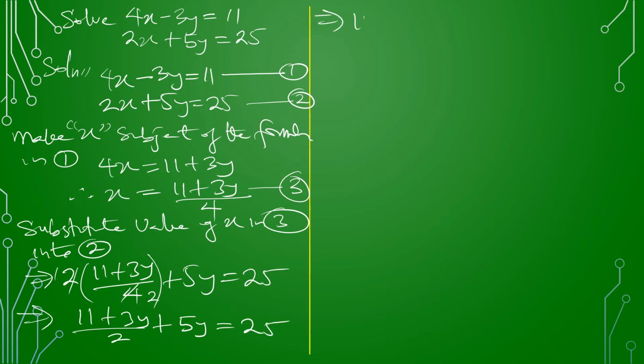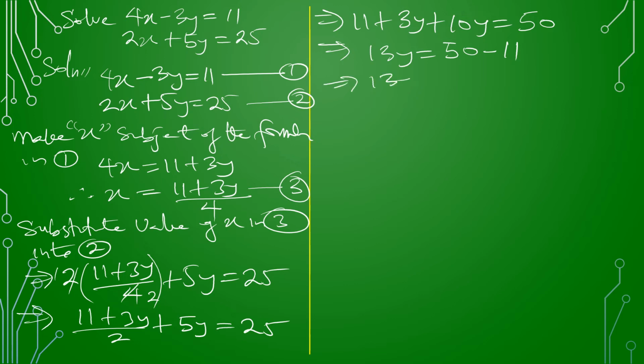Simplifying further, we have 11 plus 3y multiplied by 2. 2 times 5y is 10y, equal to 25 times 2, which is 50. Now this means we have 3y plus 10y, which is 13y. Taking 11 to the other side, we have 50 minus 11. Now we have that 13y is equal to 50 minus 11, which is 39.